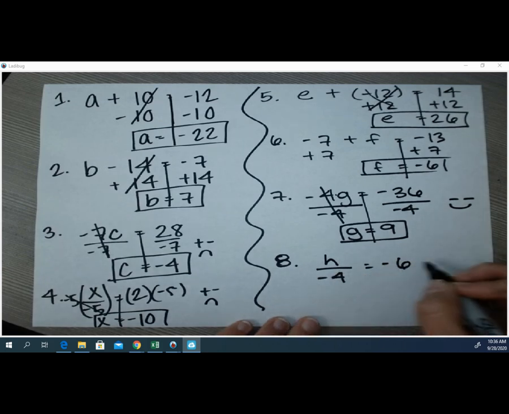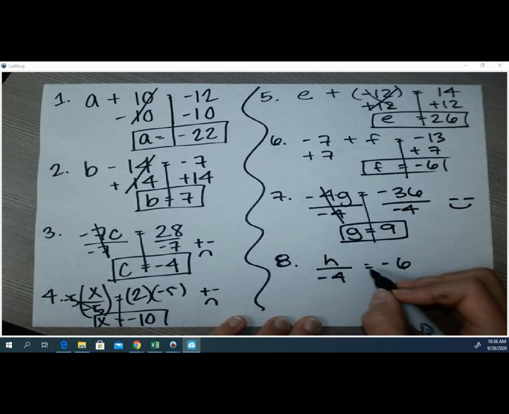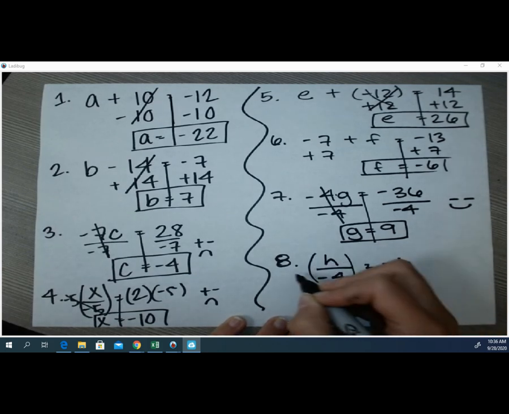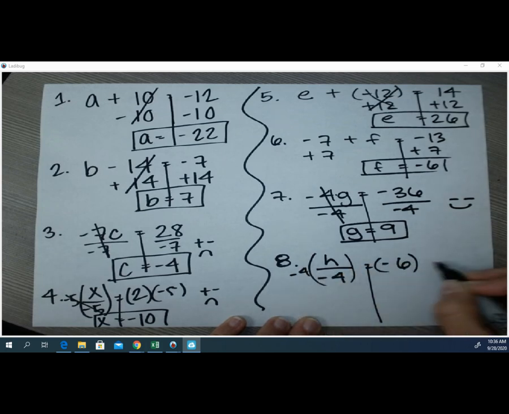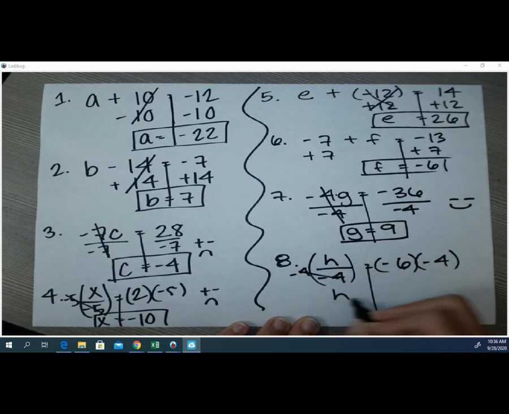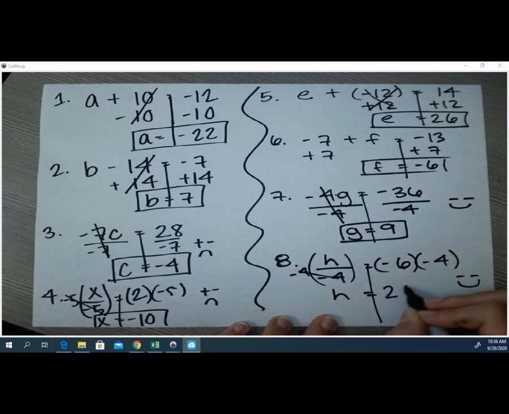H divided by negative 4 is negative 6. The opposite of division is multiplication. We're going to multiply each side by negative 4. So H is equal to, what's negative 6 times negative 4, a negative times a negative, so positive 24.